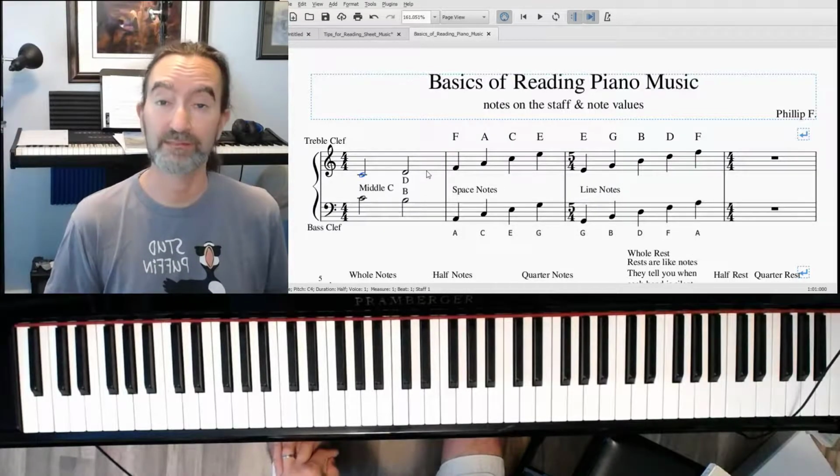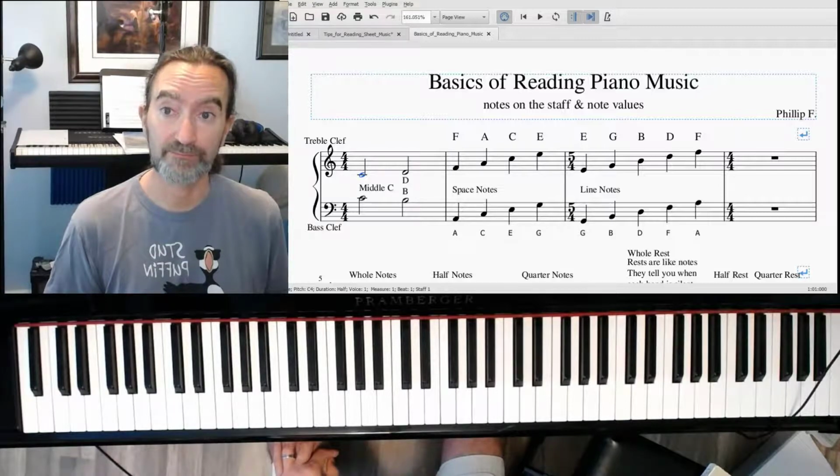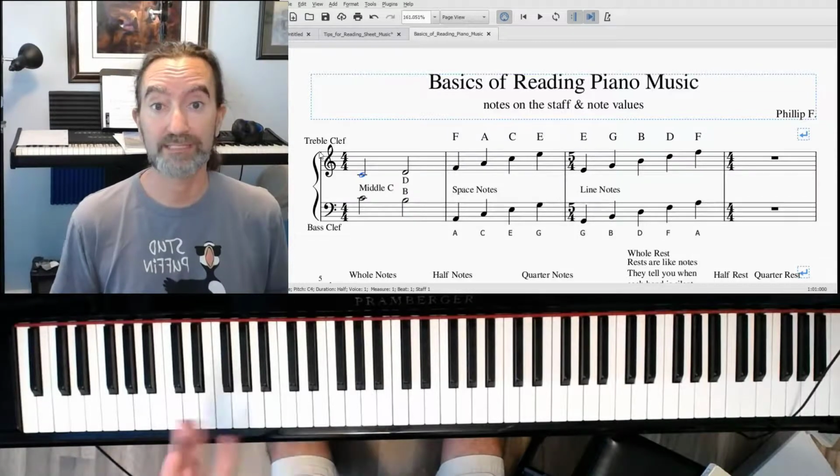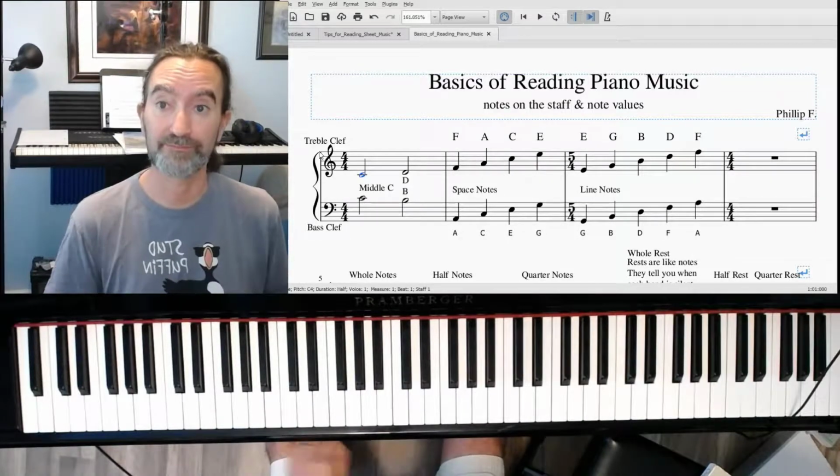For piano, we play something called the grand staff. The grand staff is 2 or more staffs put together. They will generally be connected by this brace here. This little curved line here, this is a brace. It connects all of the staves in a grand staff.